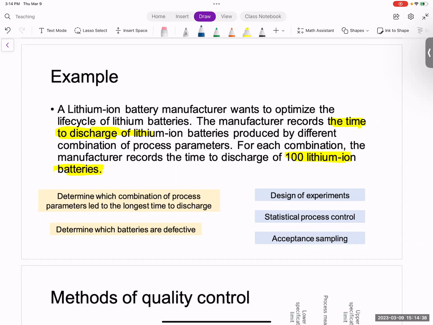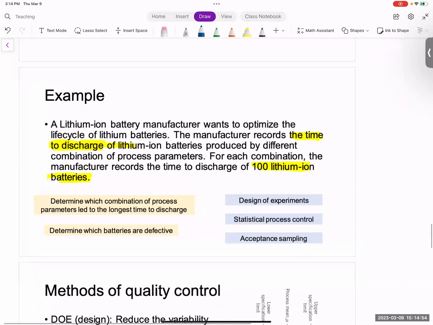Right, so now we have scenarios on the left-hand side, and we have to match these scenarios with appropriate methods. If we think about determining which combination of process parameters led to the longest discharge time, this is basically design of experiments.